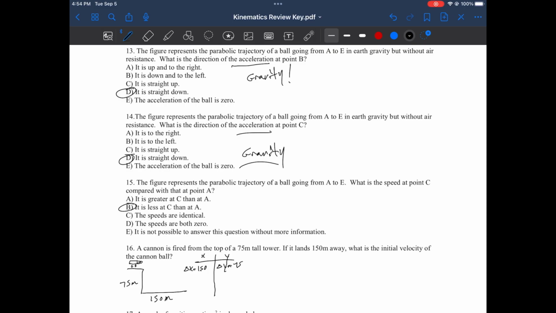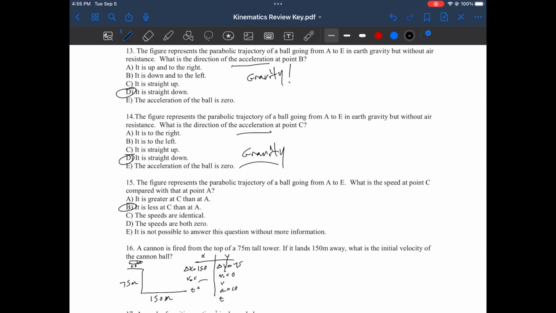It's moving in both horizontal and vertical, so we've got to make an XY table. Delta X is 150. We don't know Vx. That's what we want. We don't know time. Delta Y is 75 meters. V naught is 0 because it wasn't shot up or down. Acceleration is going to be 10. I'm making it positive. If you want it to be negative, go back up to your delta Y and make that negative because they're both downward.